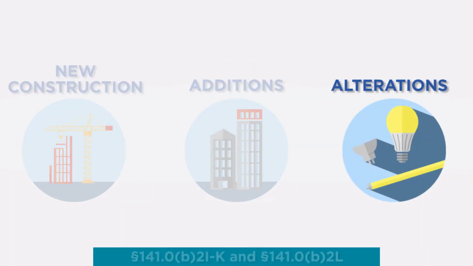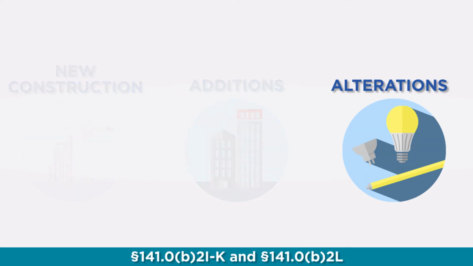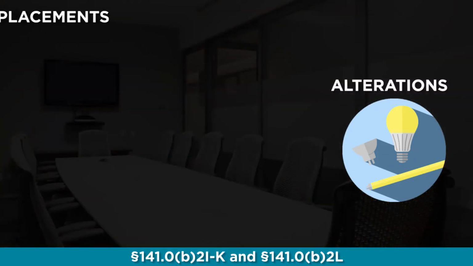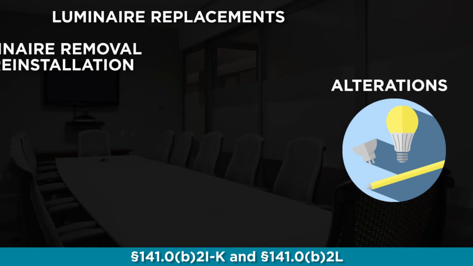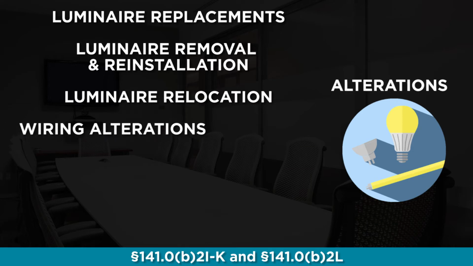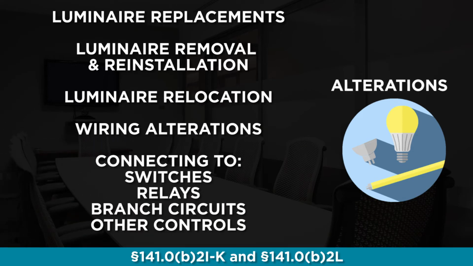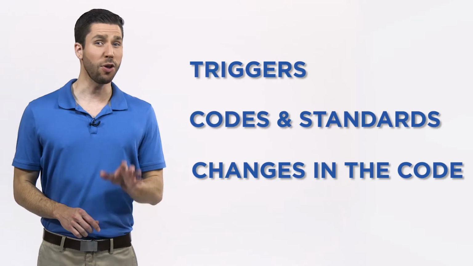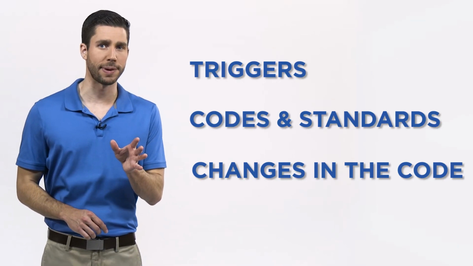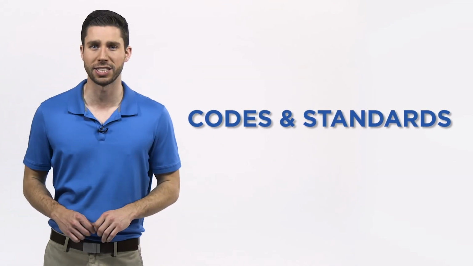Alterations involve replacing any lighting component, system, or equipment regulated by the energy standards. Those could include luminaire replacements, luminaire removal and reinstallation, luminaire relocation, wiring alterations, or connecting luminaires to switches, relays, branch circuits, and other controls. Now that we know when the acceptance testing requirements are triggered, we'll take a closer look at the applicable energy codes and appliance standards.